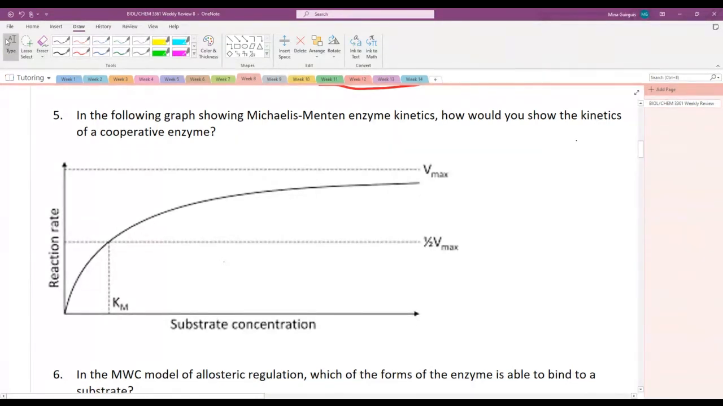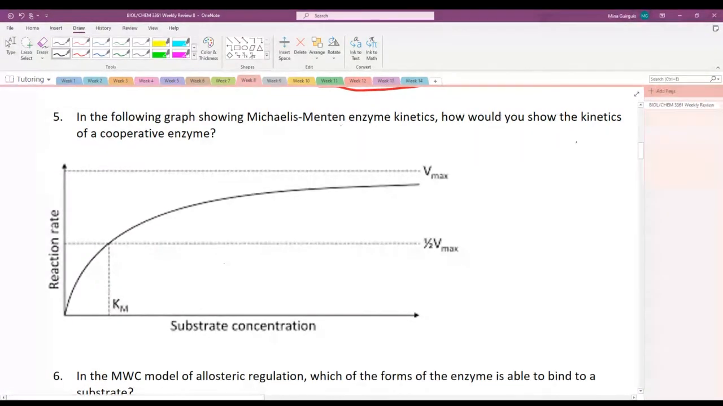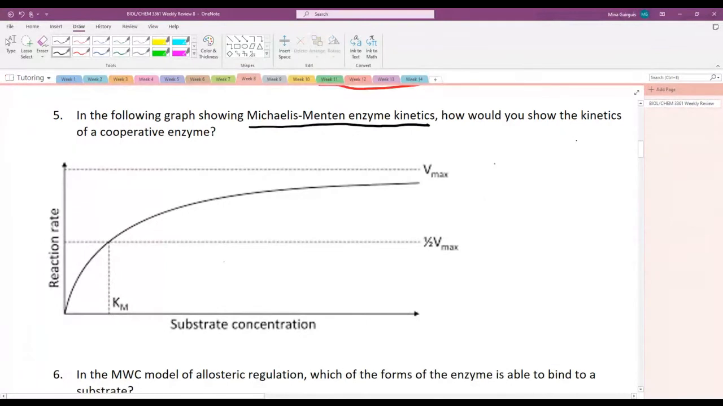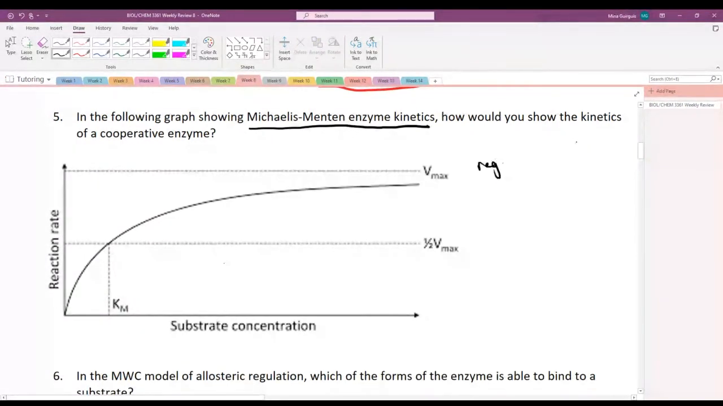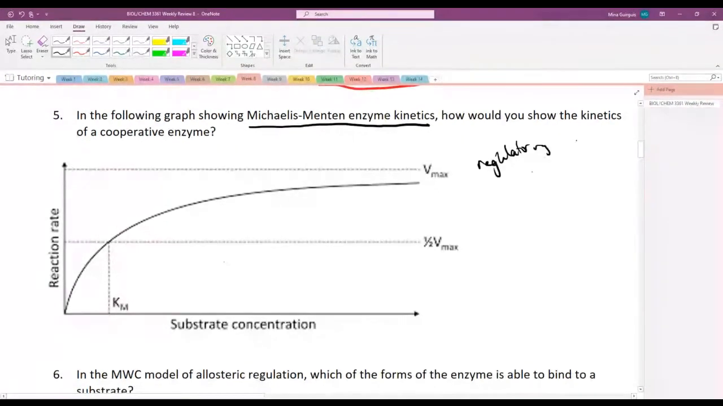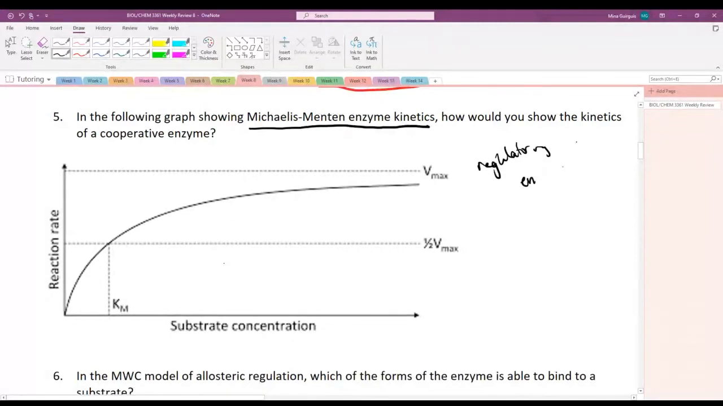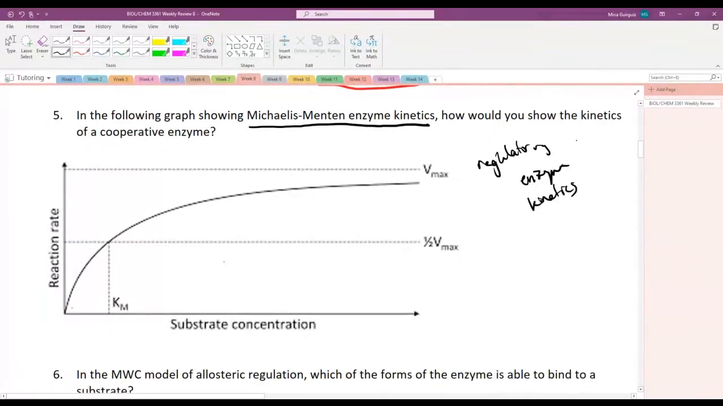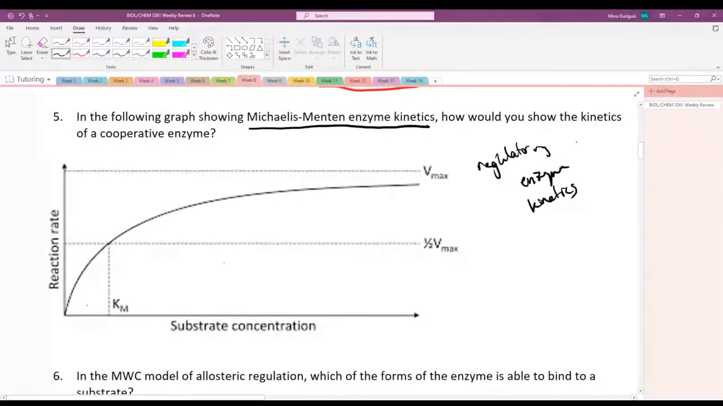However, regulatory enzymes do not show this curve, okay? So this is for something that obeys Michaelis-Menten enzyme kinetics. Now we're going to talk about regulatory enzyme kinetics, okay? So they're different. I apologize, I'm a bit of a slower writer. So regulatory enzyme kinetics show what's called a sigmoidal curve, okay?